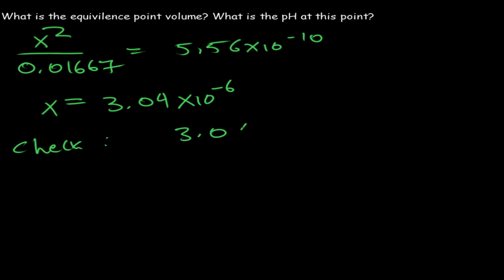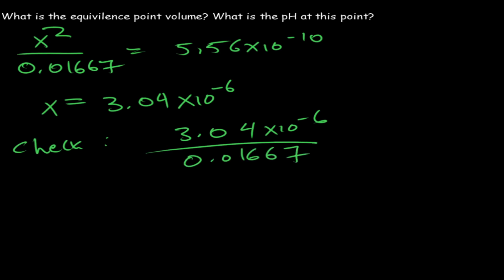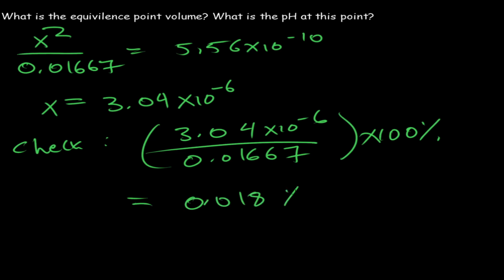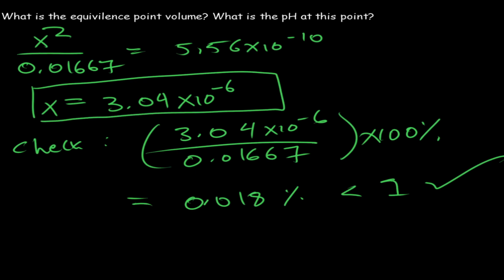To check if it works, we do our X value divided by our initial concentration, which is 0.01667 molar of our weak base. We're going to multiply this by 100%. We get a value of 0.018%. And this is much less than 1%, so we can use the approximation method, and that means that the X value we calculated is accurate.